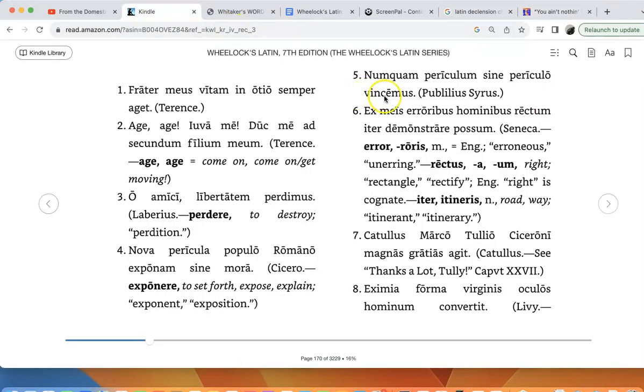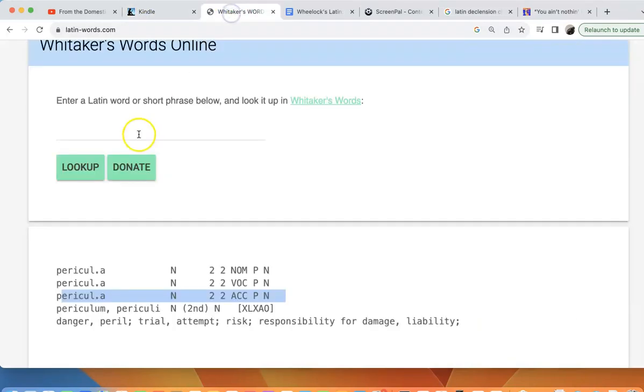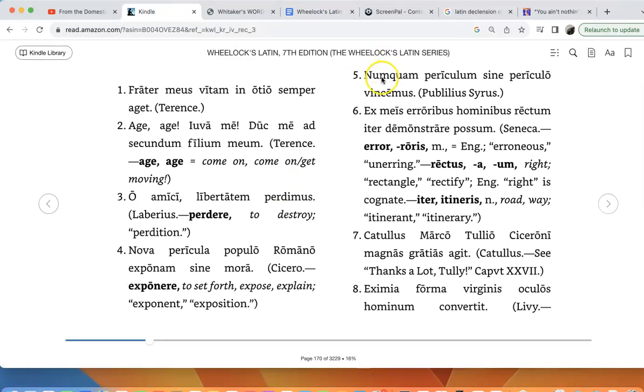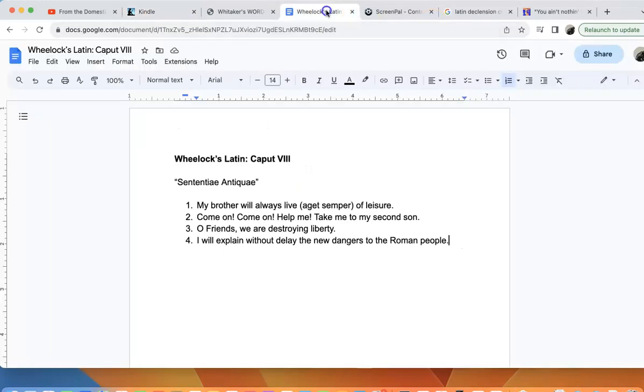But then vincimus, this is a good one to know, and so we'll just type this one up here to explain it. So this is, of course, Julius Caesar, Veni Vidi Vici. I came, I saw, I conquered. But here it's future active, first person plural. So P means plural. So it means we will never conquer is numquam vincimus. Let's write that down because English likes the subject verb first. So we will never, numquam, conquer. Think of vincible, invincible.